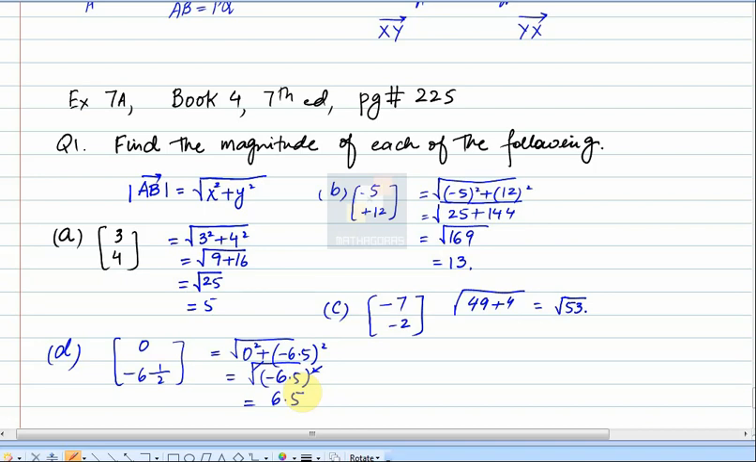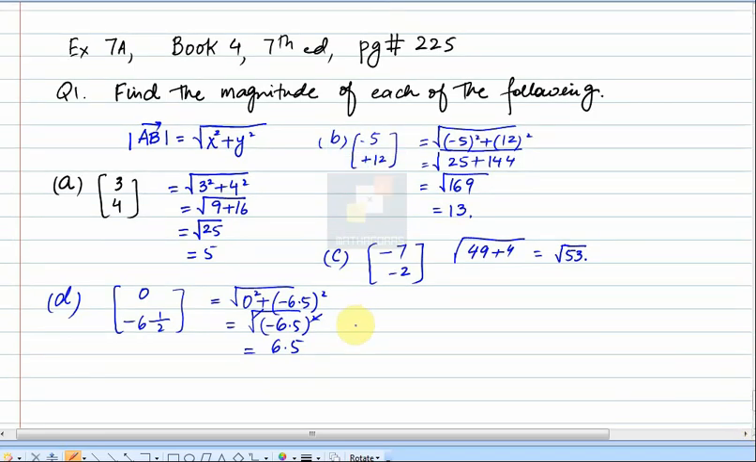And if you have a question, sir, it was -6.5, how come it will be positive? Listen, if you find out the square of 6.5, it will be 42.25 with the positive sign and the root, right? And you find out the root, so it will be 6.5. So that's how you can solve the question.